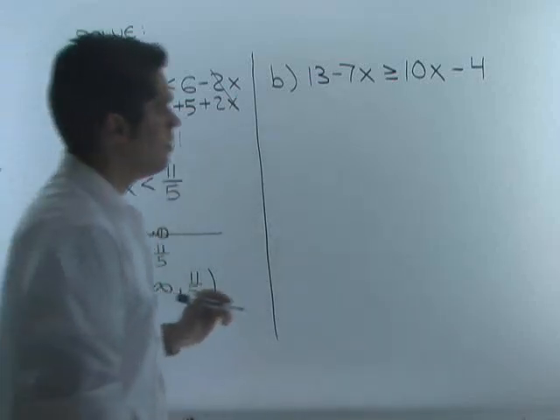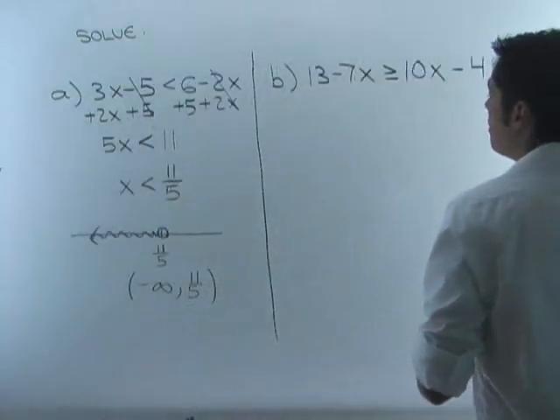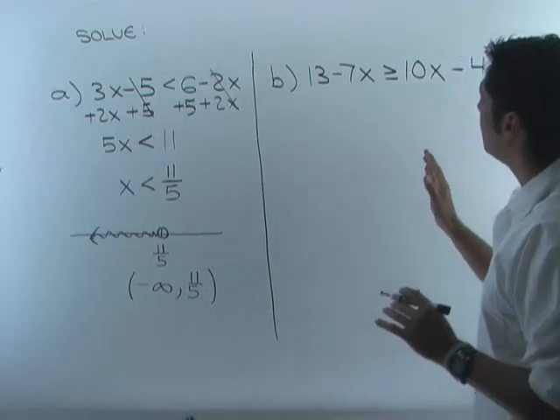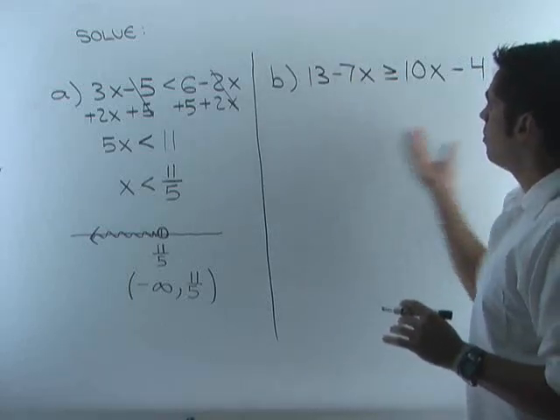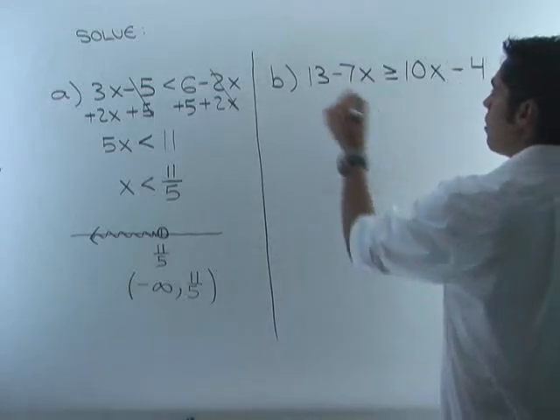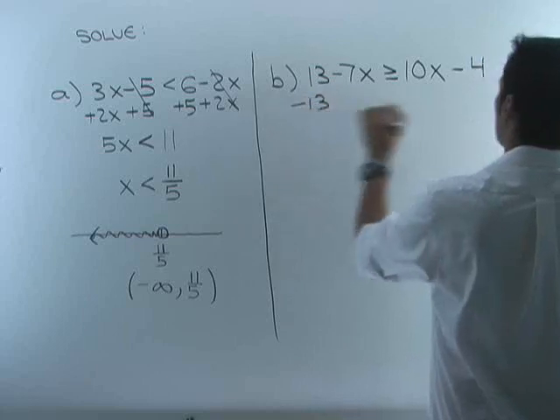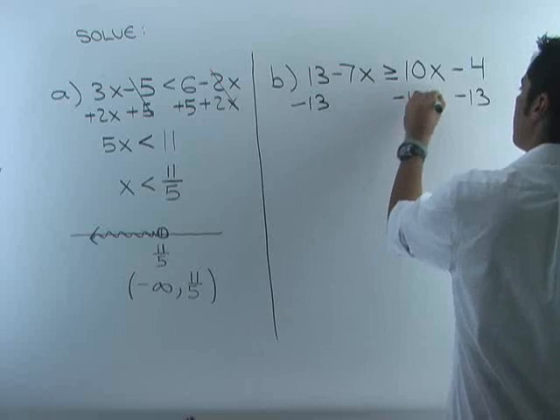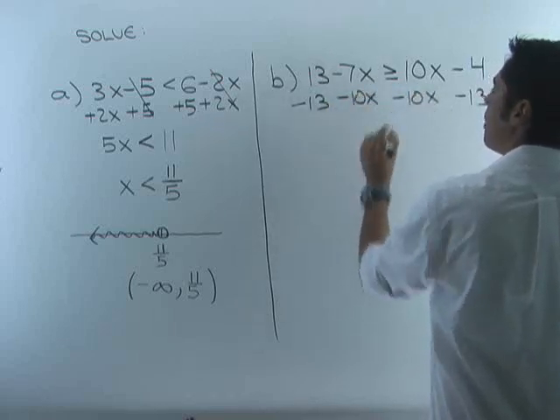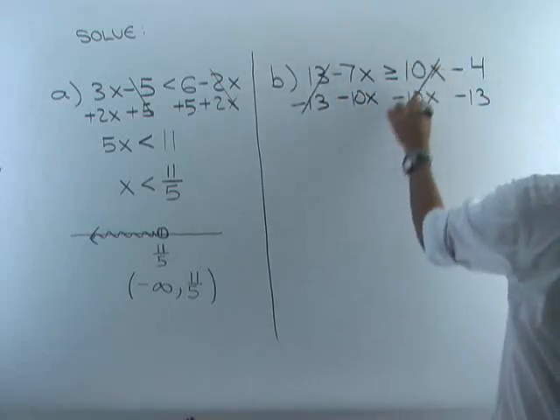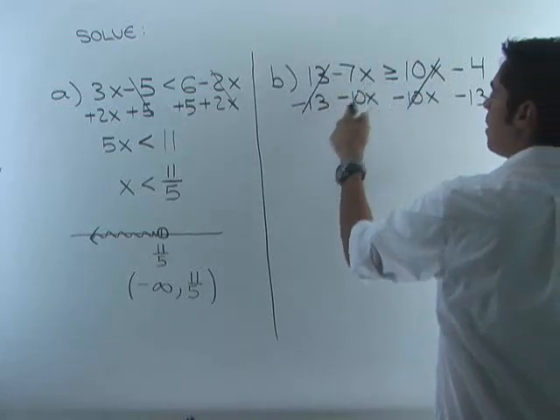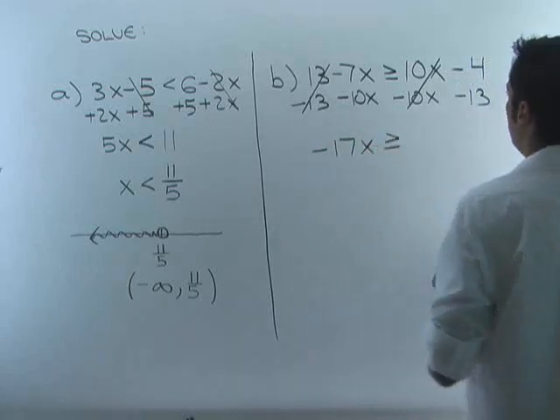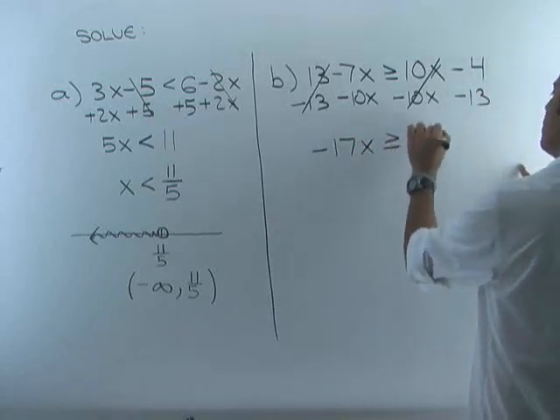Alright, let's take a look at this problem here. Okay, for this problem I'm going to do something just to show you something special about linear inequalities. I'm going to get my x's on the left side and my numbers on the right and just see what happens. So I want to get rid of the 13 here, so I'll subtract 13 from both sides. I want to get rid of the 10x here, so I'll subtract 10x here, subtract 10x here. So the 13's are gone, the 10x's are gone here. 7x minus 10x gives us negative 17x, greater than or equal to, on this side, negative 17.